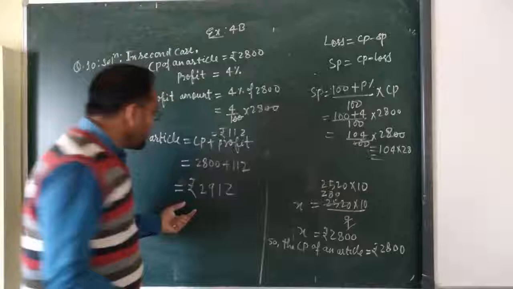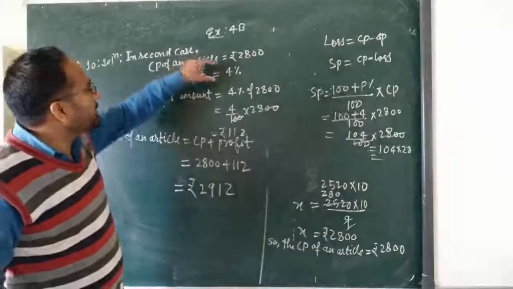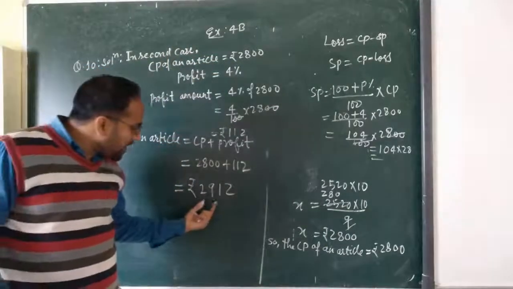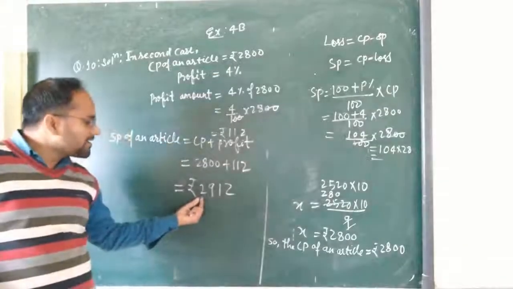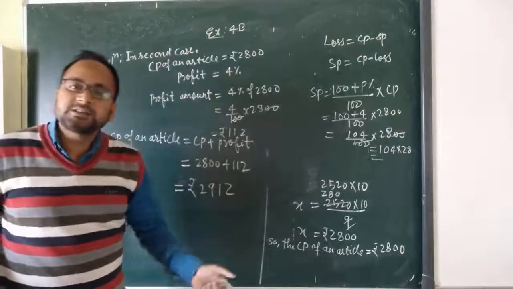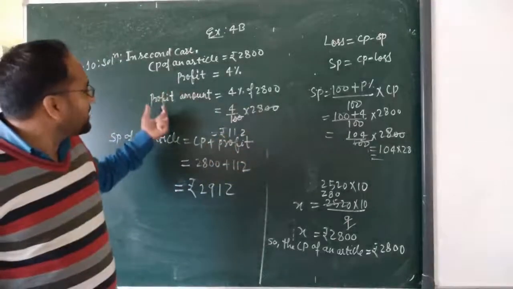So if the cost price of the article is 2800 and he wants to make a profit of 4%, at what amount will he sell the article? He will sell that article at 2912. So he will get a 4% profit on the article, students. So this is your question number 10, students.